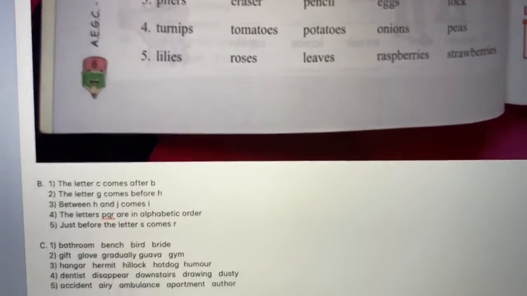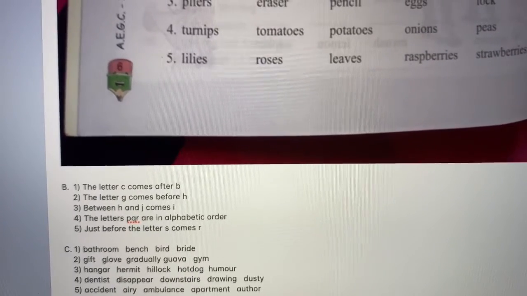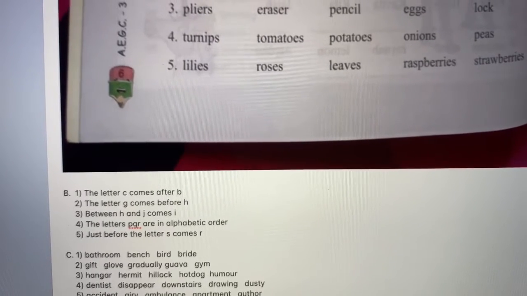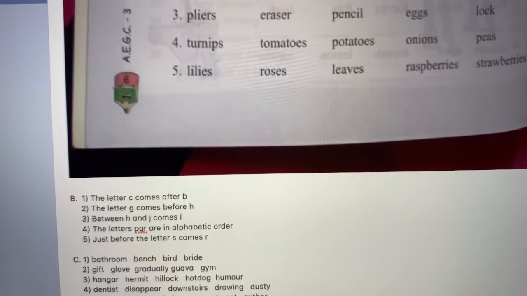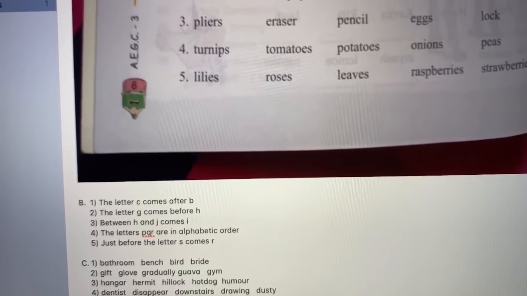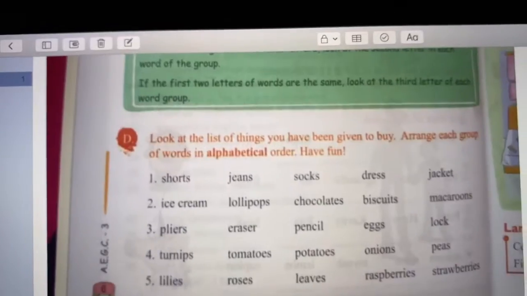So the correct answers should be, for part B, the letter C comes after B. The letter G comes before H. Between H and J comes I. The letters P, Q, R are in alphabetic order. Just before the letter S comes R. There you go.